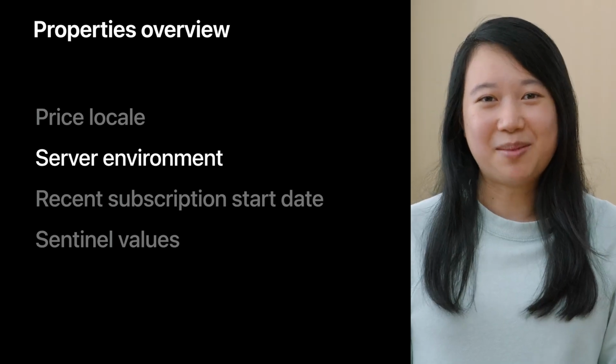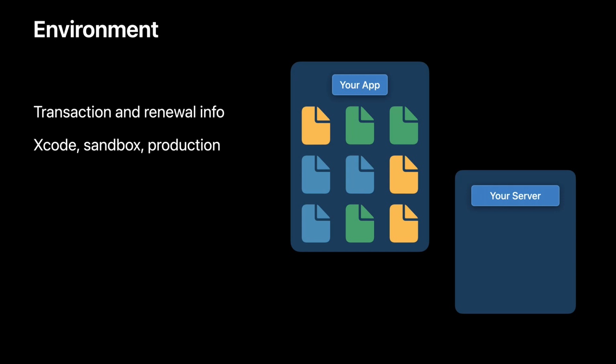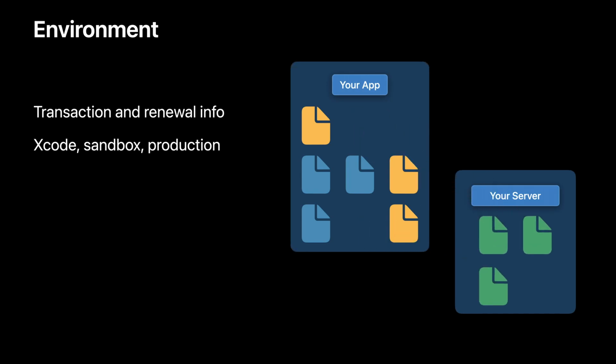Now, let's move on to the environment property. The environment property is available in the transaction and renewal info. This property tells you the server environment in which the transaction or renewal info originated in, which could be Xcode, Sandbox, or production. Your app may communicate transaction information to your server after a customer makes a purchase for bookkeeping and analytics. When your app generates these transactions, it could be from any one of these server environments. Like most of you, I don't want to add noise to my analytics with irrelevant test data. So, knowing the environment can help you filter out unnecessary information from being sent up to your server.